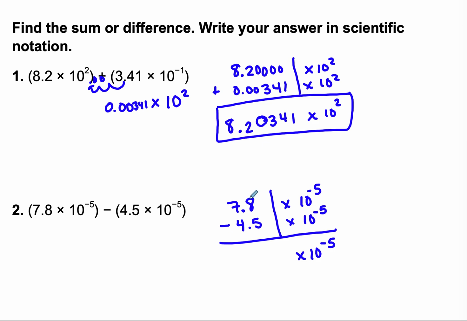Over here now I'm ready to do my subtraction. 8 minus 5 is 3. Bring that decimal straight down. 7 minus 4 is 3. Then I look to see, is my answer scientific notation? 3 and 3/10 times 10 to the negative fifth. My first number is between 1 and 10. My second number is a power of 10. So yes, this is scientific notation.